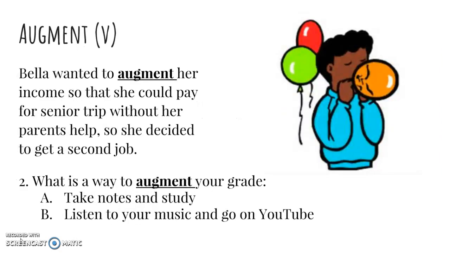Augment. Bella wanted to augment her income so that she could pay for her senior trip without her parents' help, so she decided to get a second job. What is a way to augment your grade? A. Take notes and study. B. Listen to your music and go on YouTube.